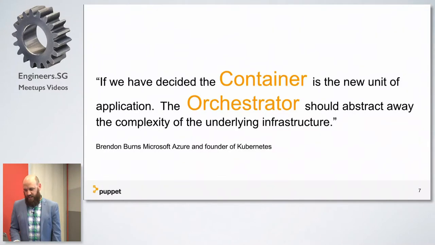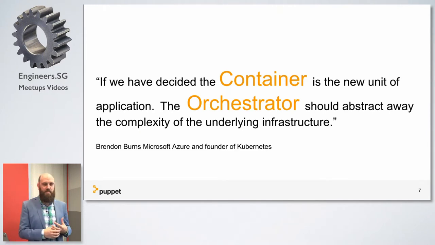In the orchestration layer, Brendan Burns from Microsoft said: if the container is the new unit of application, orchestration should abstract away the complexity of underlying infrastructure. Basically, that means you should be able to run any infrastructure that you want, and you should just have an API that you can deploy an application to. I'll talk a bit later, right at the end, about where Puppet fits into this. But I think this statement is true. From an application development point of view, they shouldn't care if it's running CentOS underneath, or Ubuntu, or even Windows. They should just care about the orchestrator.